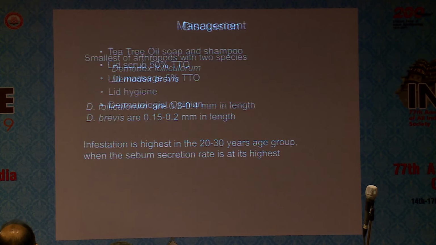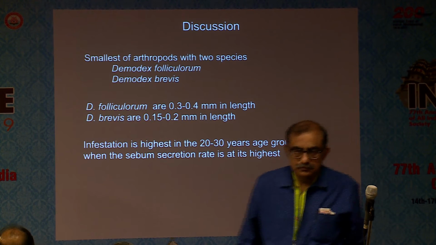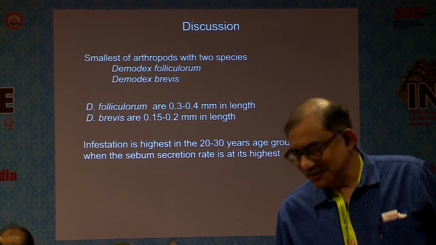Now coming to the discussion of this, these are the smallest arthropods, Demodex folliculorum and Demodex brevis. Two species are there. Folliculorum, as the name suggests, is attached to the lash follicle, and is 0.3 to 0.4 mm in length, and the brevis burrows inside the pilosebaceous unit, in the sebaceous and meibomian glands, and is 0.15 to 0.2 mm in length. Infestation is high in the 20 to 30 years age group when the sebum secretion rate is at its highest.